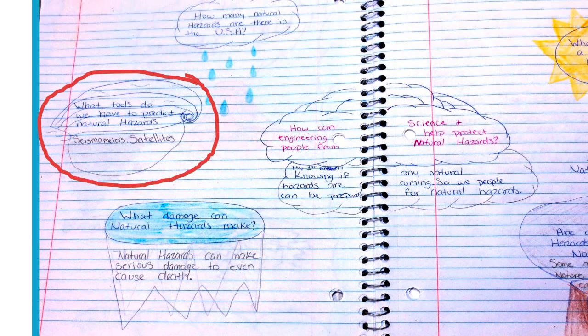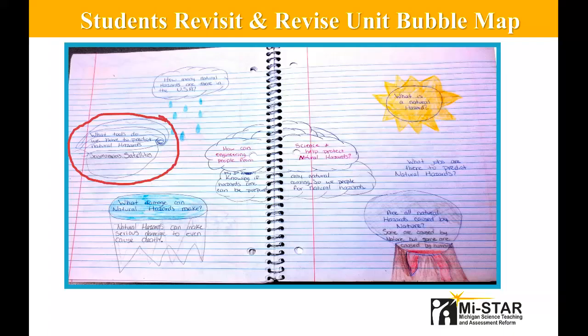Another question developed by the class is, what tools do we have to predict natural hazards? The answer underneath is seismometers, satellites, which isn't a complete sentence, but that is perfectly acceptable for a bubble map at this point. You can see there isn't an answer underneath this question yet, and that is fine.